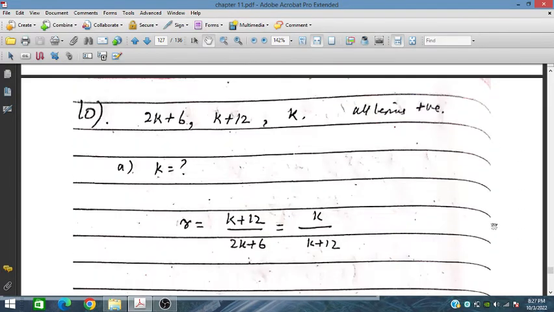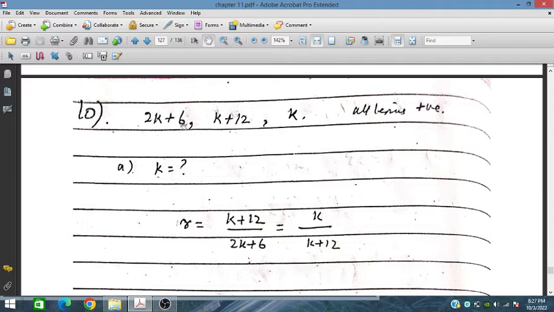So this is 2k plus 6, k plus 12, and k. These are the three terms of a geometric progression. So we have to find the value of k. From this, this is a, this is ar.